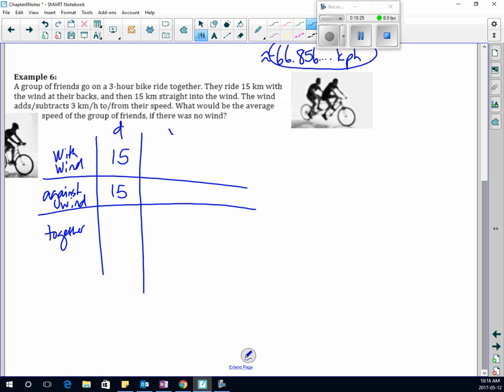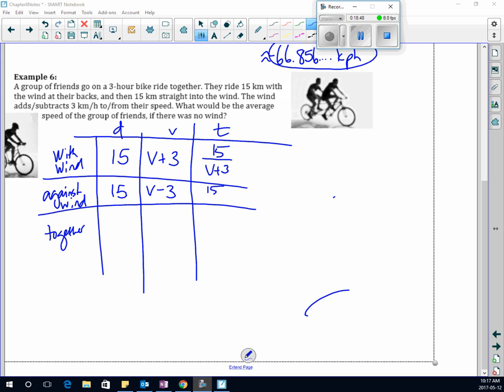The velocity adds or subtracts. So with the wind, it's going to add 3 kilometers, and against the wind, it's going to subtract 3 kilometers. And the time is, again, distance divided by velocity. So that is 15 divided by v plus 3, and 15 divided by v minus 3, and that should add up to the total time, which they said in the question was a 3-hour bike ride.